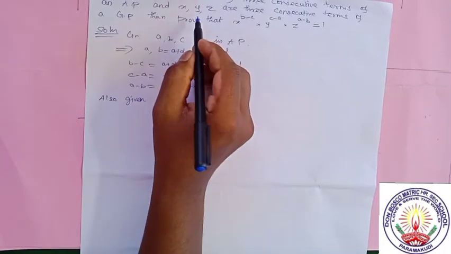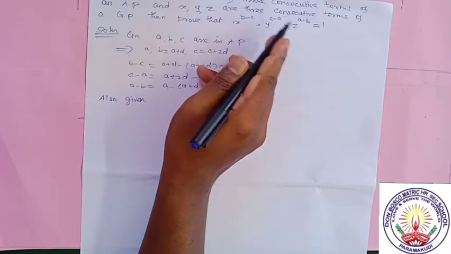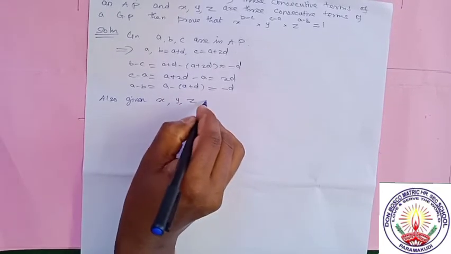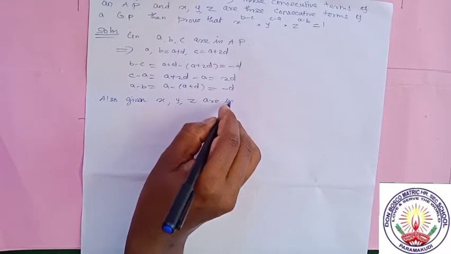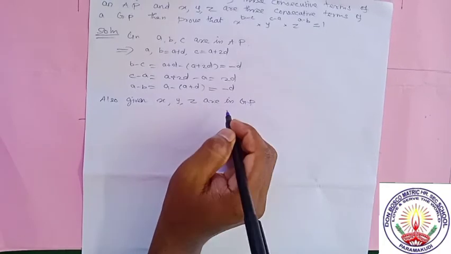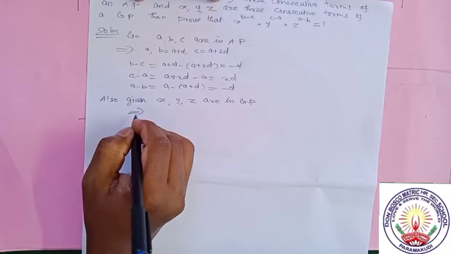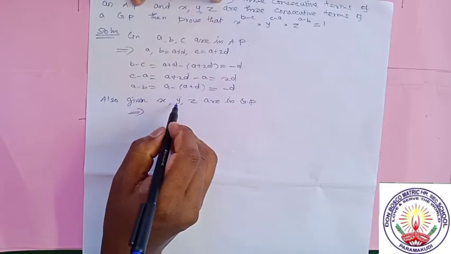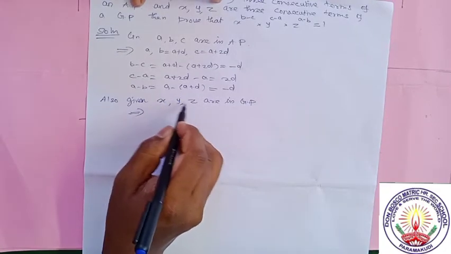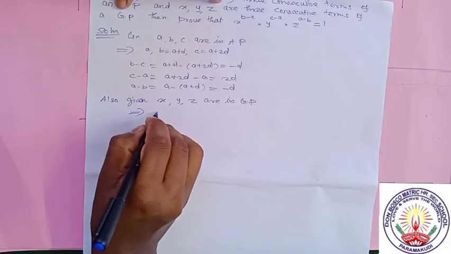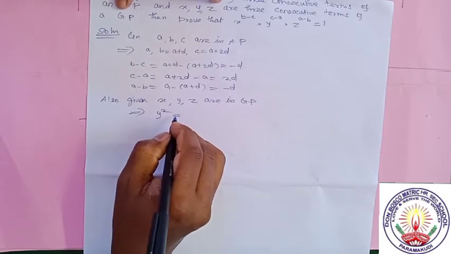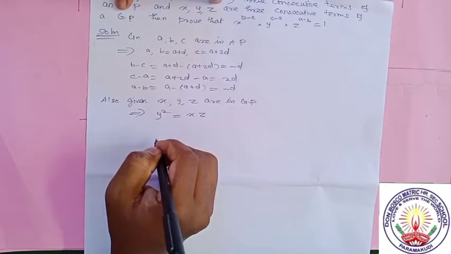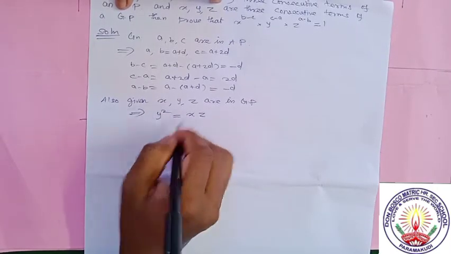what is given? X, Y, Z are 3 consecutive terms of a GP. That means X, Y and Z are in geometric progression. Just now, in the previous problem we discussed, if 3 terms A, B, C are in GP, then the second term square is equal to the first term into the third term. That means Y square is equal to first term X into Z. Y square is equal to X into Z. It is a given part.